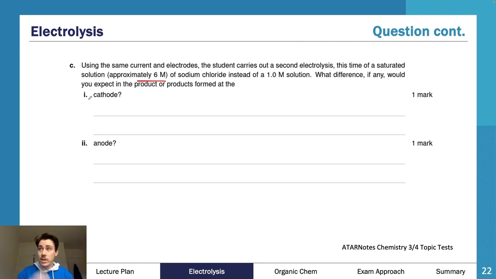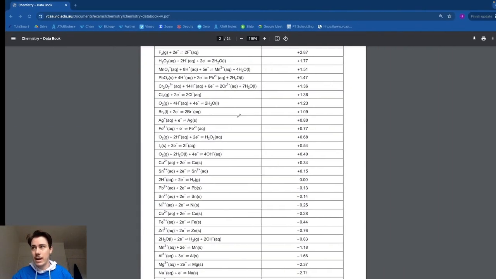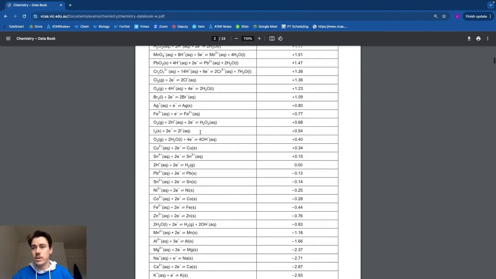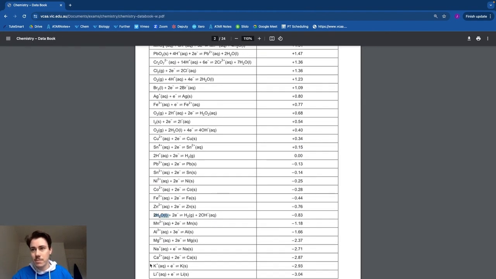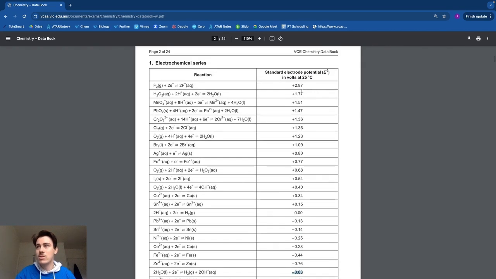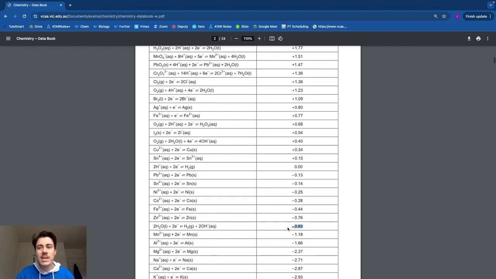So, really important. This question is asking you to make an assumption. So therefore, you just need to justify your assumption as you would. In this question, what's really important is we had this and we had this. Now, I want to highlight something. This is negative 0.83. This is negative 2.71. This is nearly 2 volts different, which considering there's not even 6 volts difference between the top and bottom, that's pretty significant. There's a big gap between this and this.